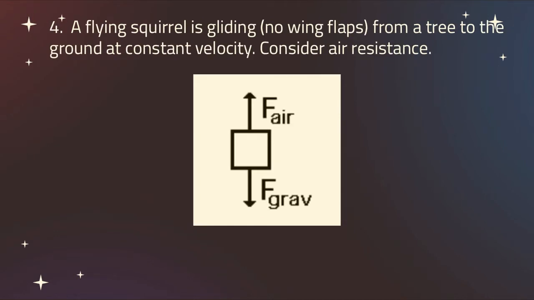Number 4, a flying squirrel is gliding, so it's not doing any wing flaps, which means there's no force applied. And it's going from a tree to the ground. It's in midair at constant velocity. So with constant velocity, we have the force of gravity in the air, and we have F air resistance that is balancing out with F gravity. Again, since this is in the air, it is not making contact with the surface, and you don't have F normal. Instead, you have F air, or F drag. Keep in mind that F air and F drag are both the same thing.